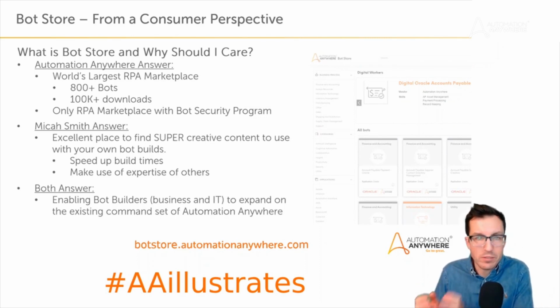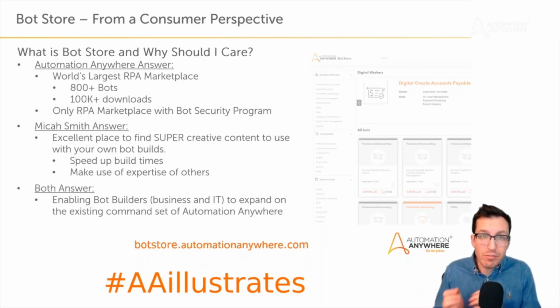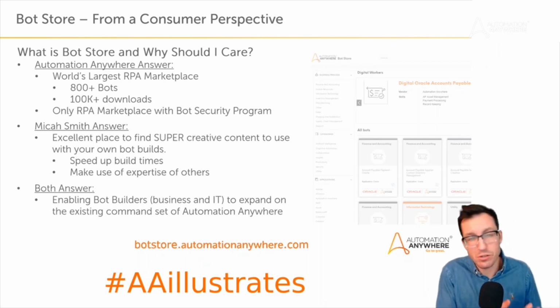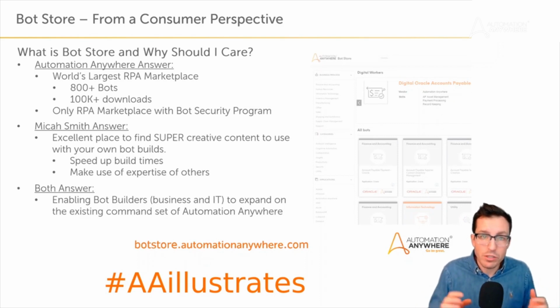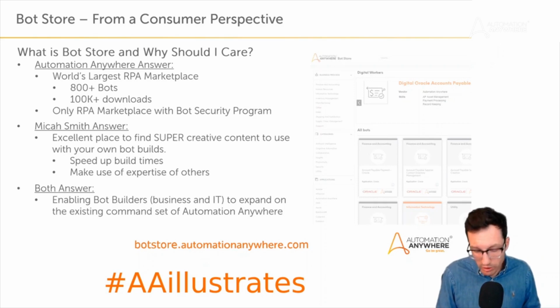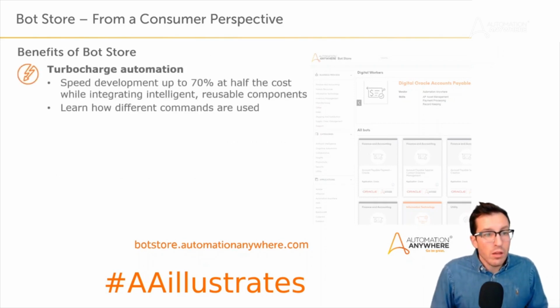If I'm a business developer or a citizen developer, I'm having access to stuff that maybe I wouldn't have been able to use before, right? Because someone else has built this connection to an Azure service or an Amazon AWS service. Now I have the ability to use a lot more than what's available as the standard commands for Automation Anywhere.